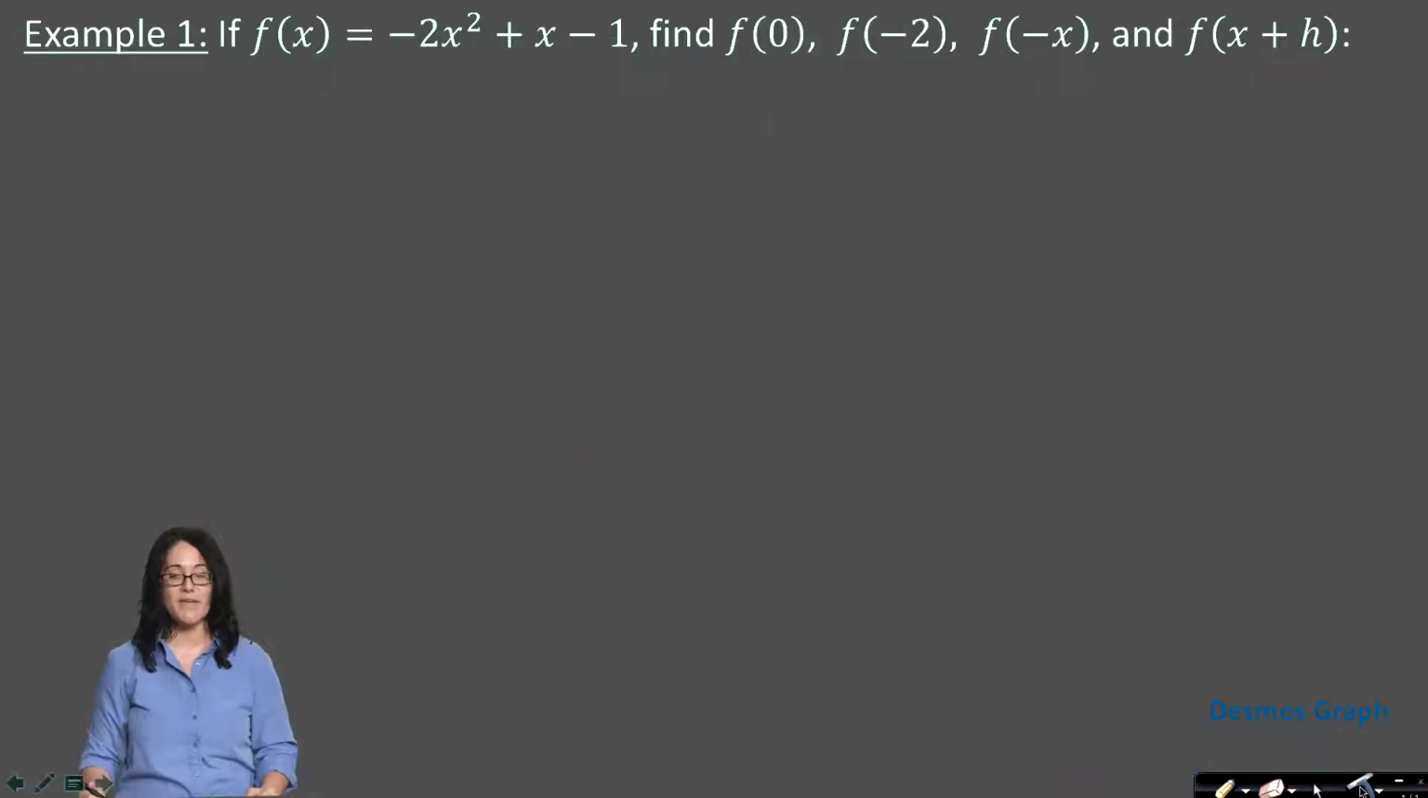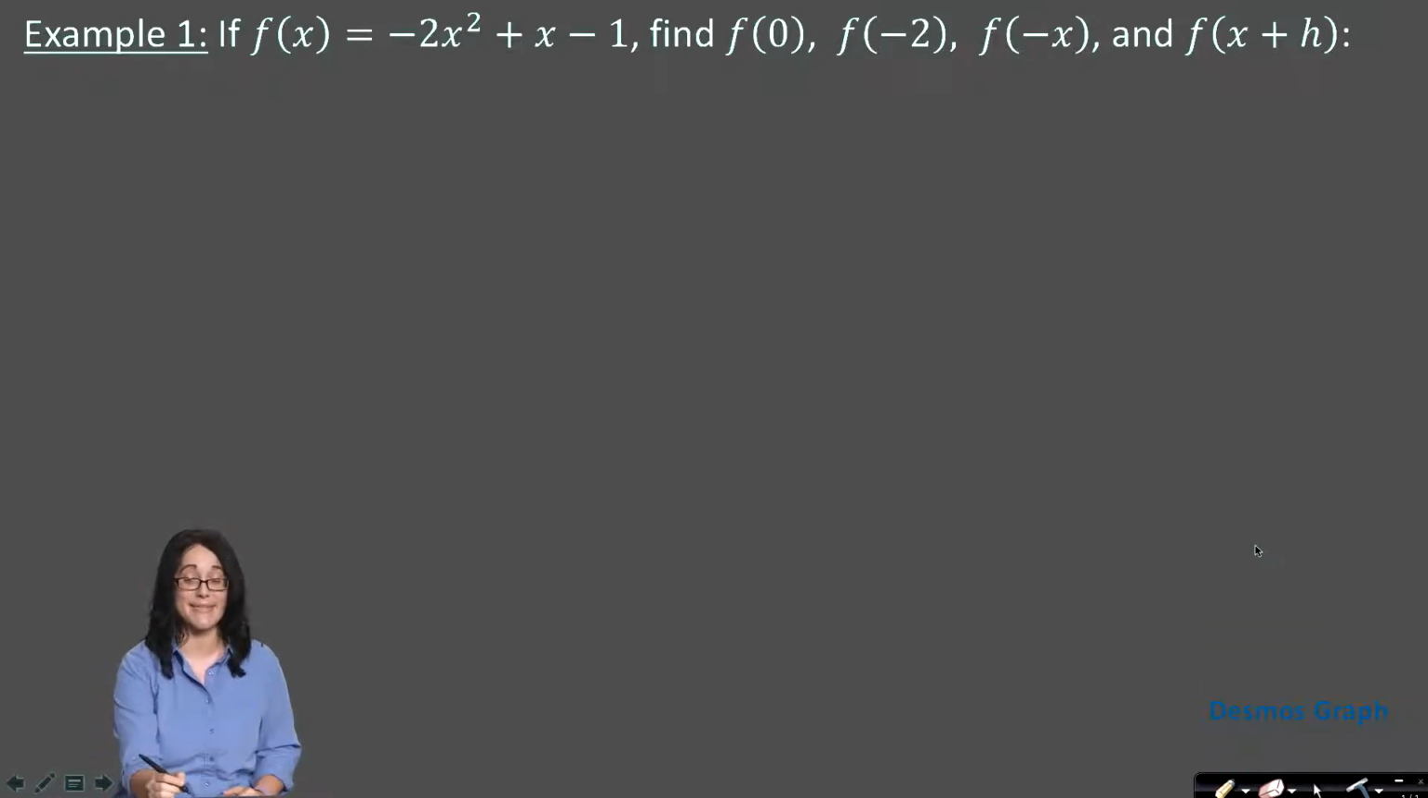Example 1 says, if f of x equals negative 2x squared plus x minus 1, could you find f of 0? How about f of negative 2? Or f of negative x? Or even f of x plus h? So it's like the last example. Again, I really encourage you to pause the video and try this one yourself and then come back and see how you did. So let's see how you did.